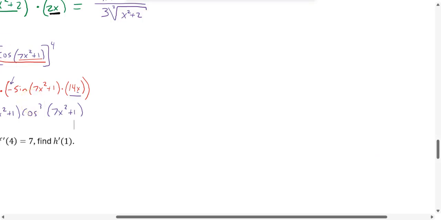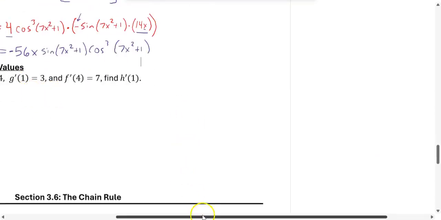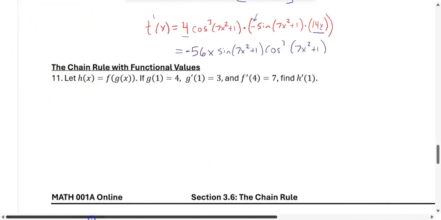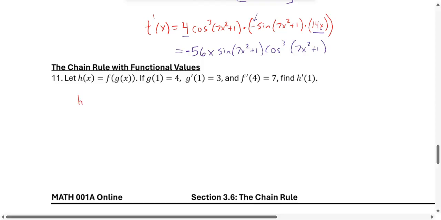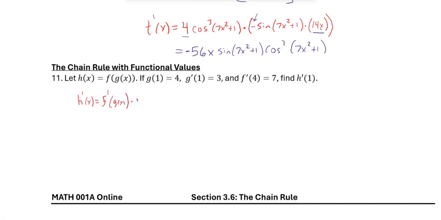All right, number 11 here. Kind of scooted over, sorry about that. Number 11. H of x is f of g of x. This one is just using the chain rule itself. If we just write the chain rule, h prime of x is derivative of the outside, leave the inside alone, times g prime of x. Then all it is, is a matter of using the information right over here.